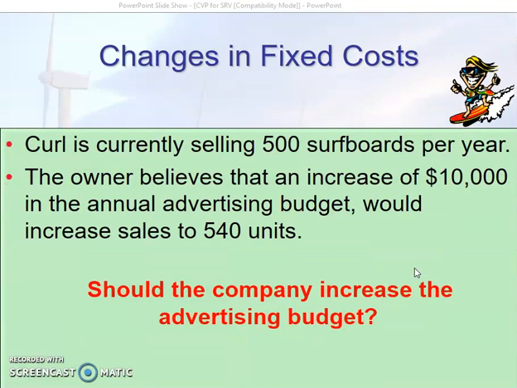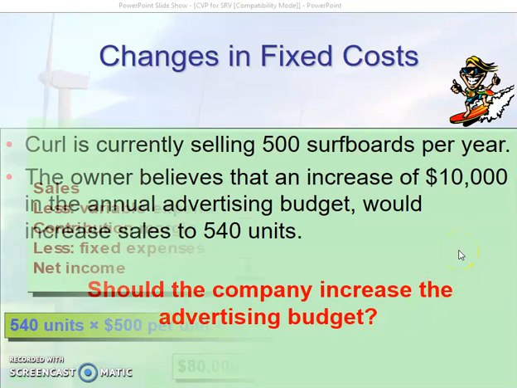All right. One other thing that we need to consider is changes in fixed costs. We'll also need to consider changes in variable costs. But it says Curl is currently selling 500 surfboards per year. The owner believes that an increase of $10,000 in the annual advertising budget would increase sales to 540 units. Should the company increase the advertising budget? Okay, and this is kind of a tricky concept. We're going to have enough of a spread here that I think you'll agree with the answer.